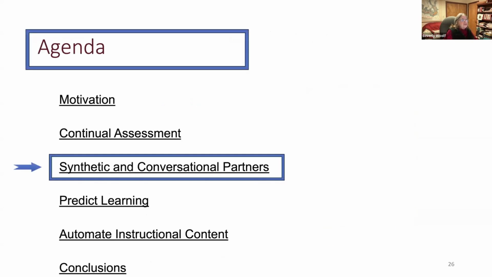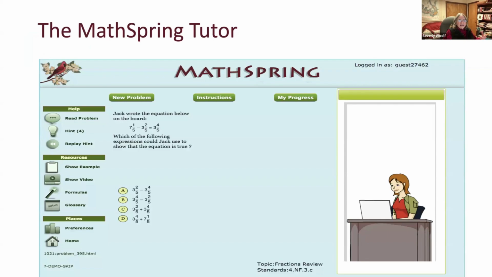Okay, so that was continual assessment. You maybe now believe we can do continual assessment if we keep watching the student. I'm going to move on to synthetic partners. How do we get the student to talk to the system and pretend that it's someone trying to teach them? So we have this system that we've been working with.